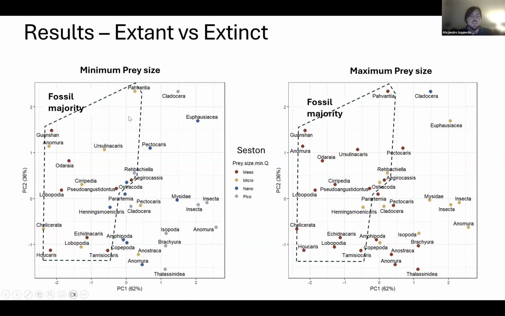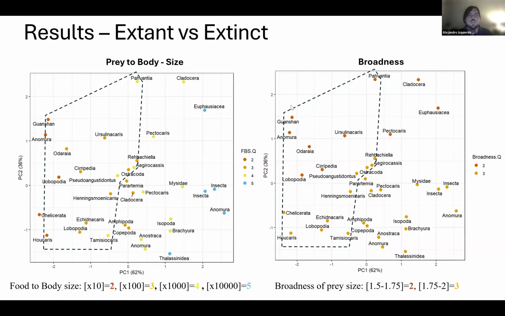We also have some differences between the fossils and the extant taxa. For the fossils, most of them only achieve prey that are very high in body size to the micro to the mesoplankton, while extant types can gather more different types of particles. This is the same, for example, with prey to body size. If we look at the fossils here, most of them have very low values of prey to body size relationship. So this means that fossils basically were only able to capture prey that were more or less similar to their own size.